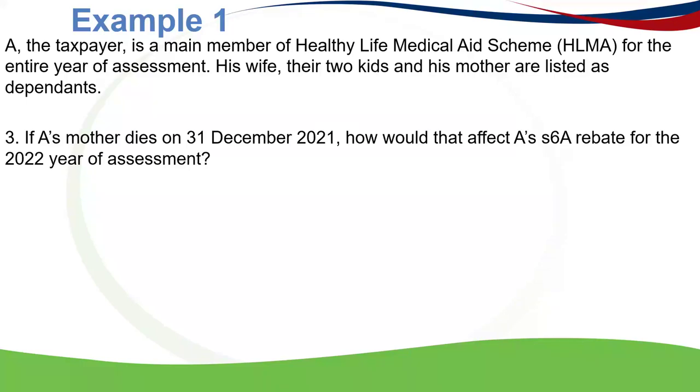Right. And then the third question is, if A's mother dies on the 31st of December 2021, how would that affect A's Section 6A rebate for the 2022 year of assessment? Remember, the 1,336 monthly credit that we calculated was for 5 dependents, and we multiplied that by 12 in our very first example. But now, one of those dependents is not a dependent for the whole year of assessment, meaning our calculation has to change, right? So if we look at our calculation, the same credits will still be applicable.